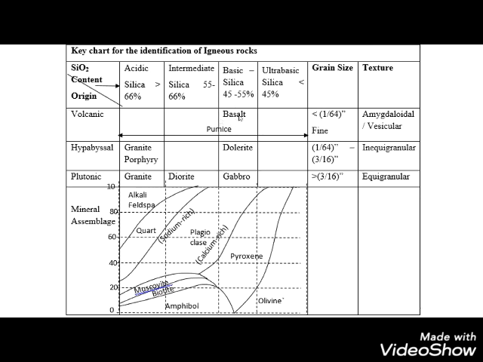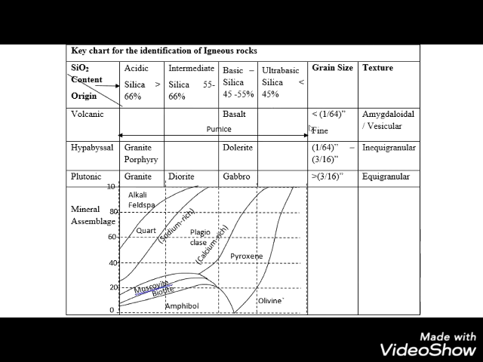Similarly, if the silica content in that particular rock is 66%, there is a special type of rock called rhyolite, which is not there in the syllabus. So the blank spaces shown over here don't mean that you don't have a rock over there. You have it, but it is not there in your syllabus, so I have not included it. For identification, this will be your key chart, which is very, very important.